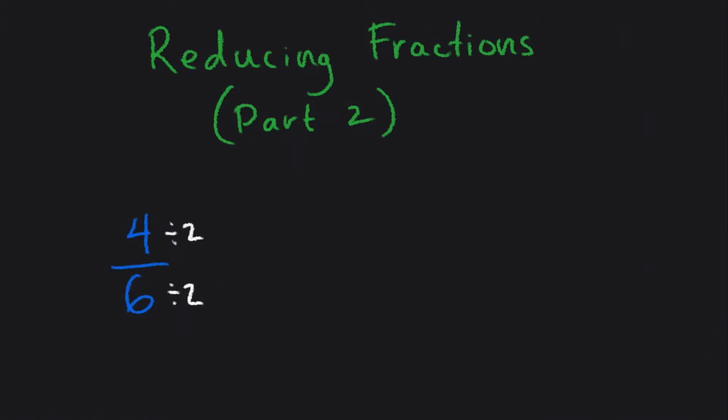Now, the tricky thing about this method is that nowhere on this fraction do you see the number 2. You had to find that number yourself. So sometimes these questions take a little while, but as long as you're thorough and you take your time, you should be able to find a number that goes into both the numerator and the denominator. So if I complete this, I'm going to do 4 divided by 2, which is 2, and 6 divided by 2, which is 3. So this fraction is the same as 2/3.